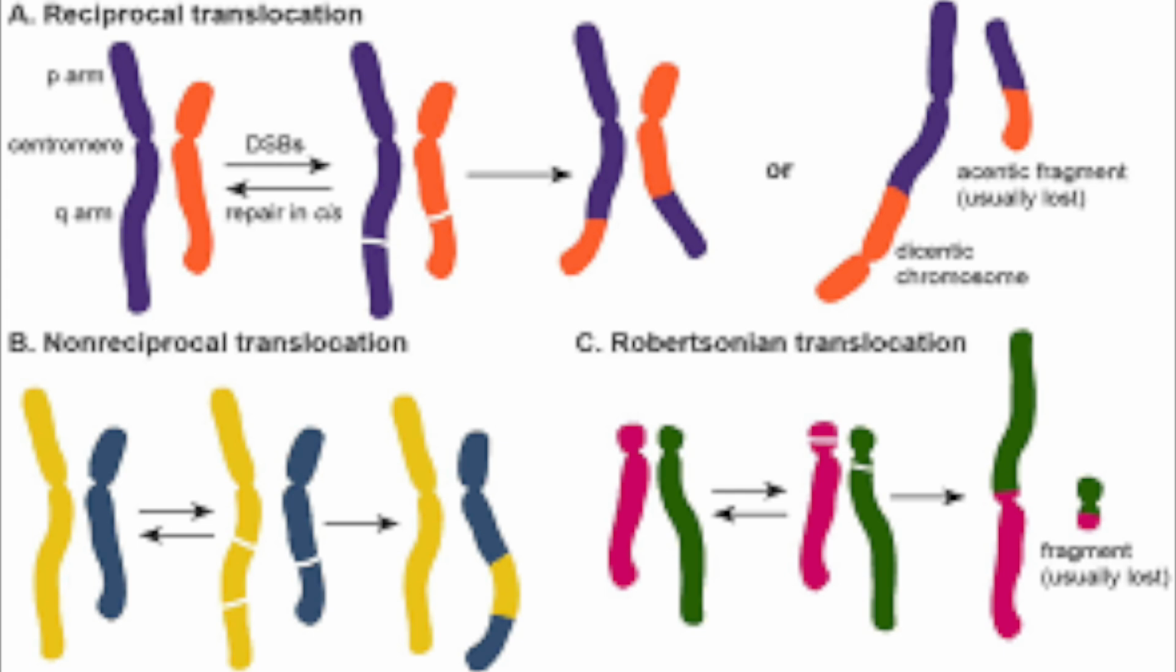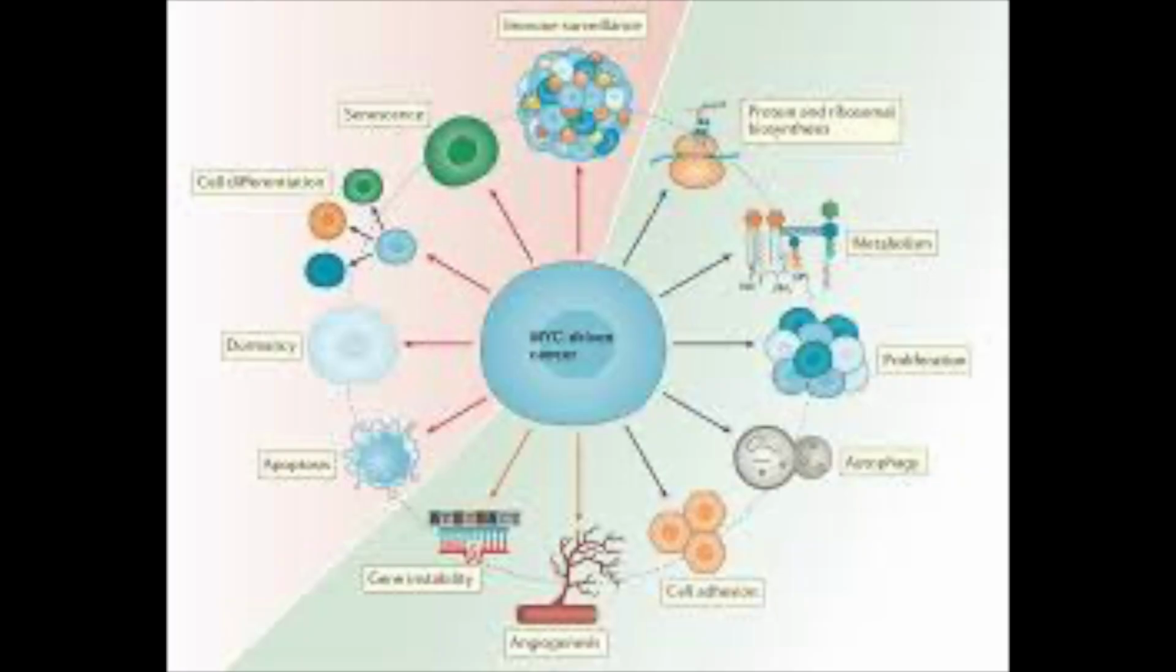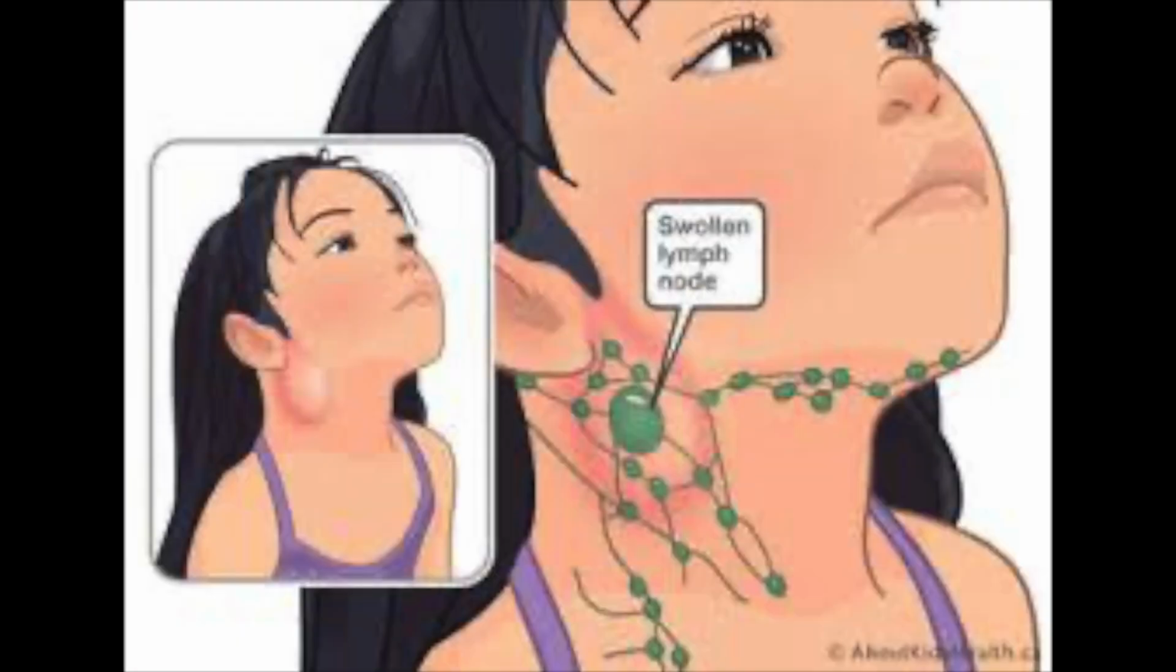Regardless of the specific type, the defining characteristic at the molecular level is a chromosomal translocation involving the MYC oncogene, most commonly t(8;14). This places the MYC gene, normally on chromosome 8, next to a highly active immunoglobulin gene enhancer. This relocation leads to the dramatic overexpression of the MYC protein, which drives rapid and uncontrolled cell growth and division, making it so aggressive.